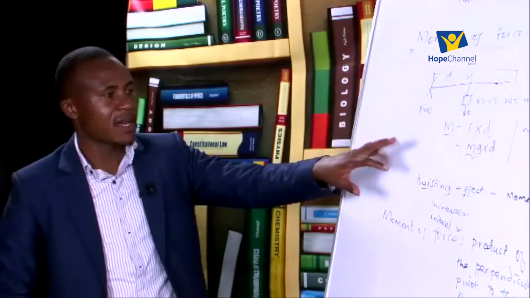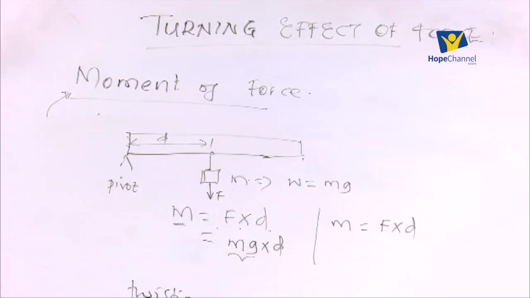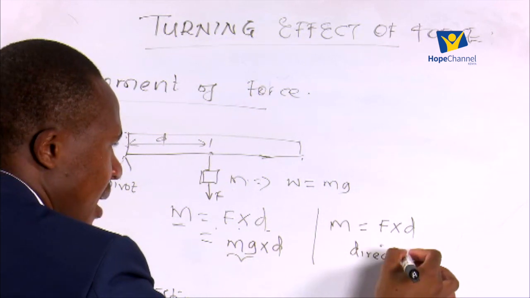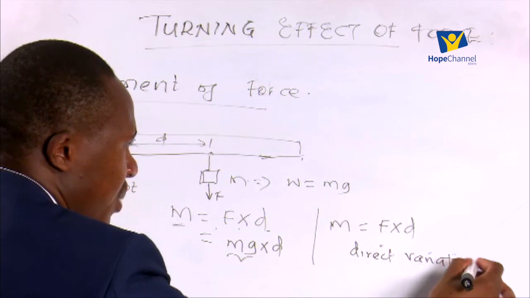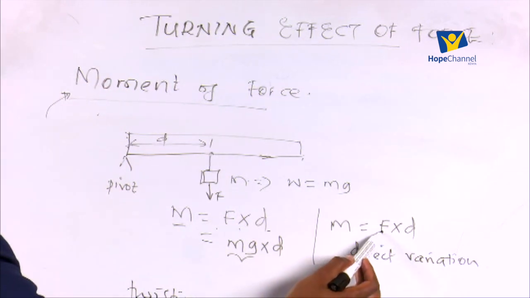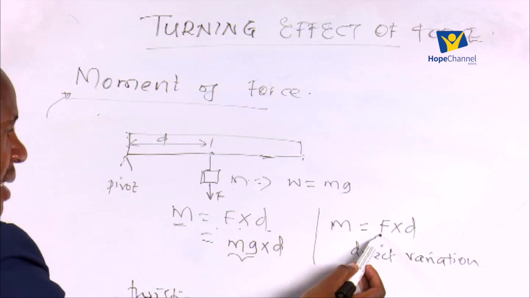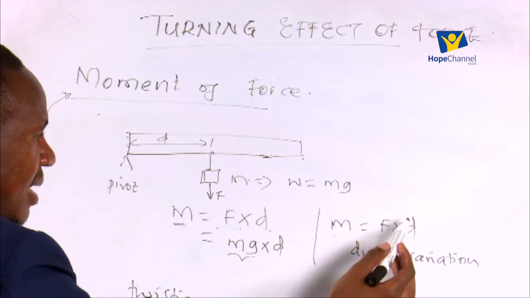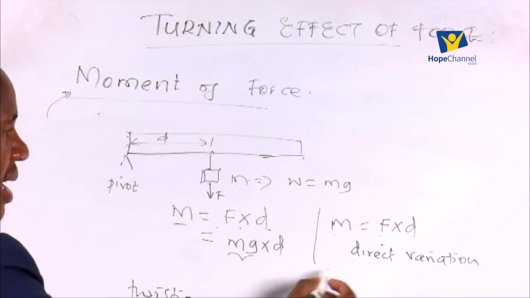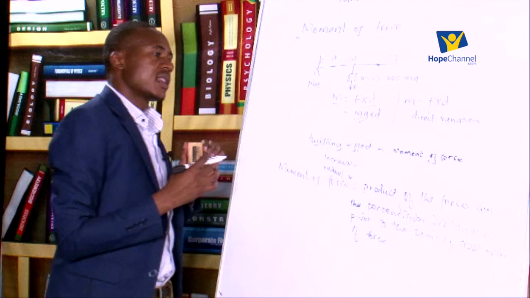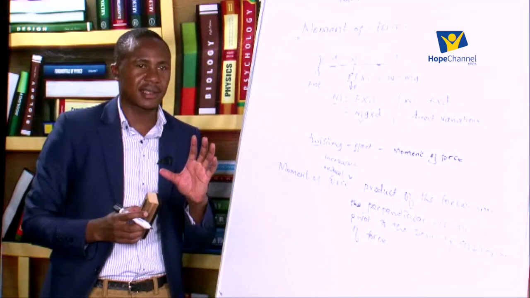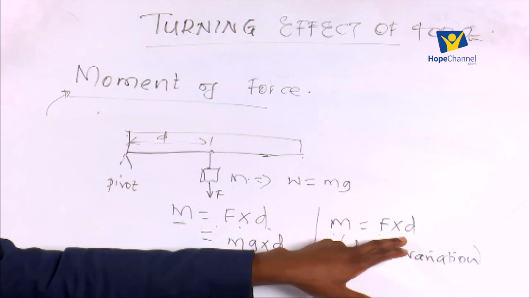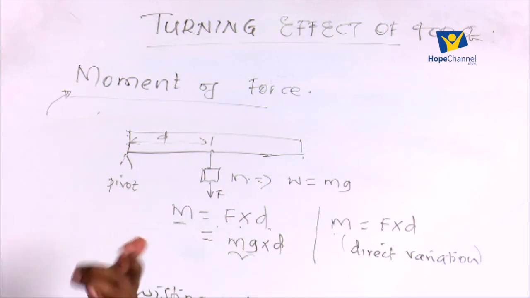If you look at that expression, it gives us something known as a direct variation. Direct variation implies that when the force increases, the moment increases. When the force decreases, the moment decreases. At the same time, when the distance increases, the moment increases. When the distance is reduced, the moment is reduced. So the moment of a force depends on two things. Number one, the force itself. Number two, the distance between the point of application of that force and the point of support.